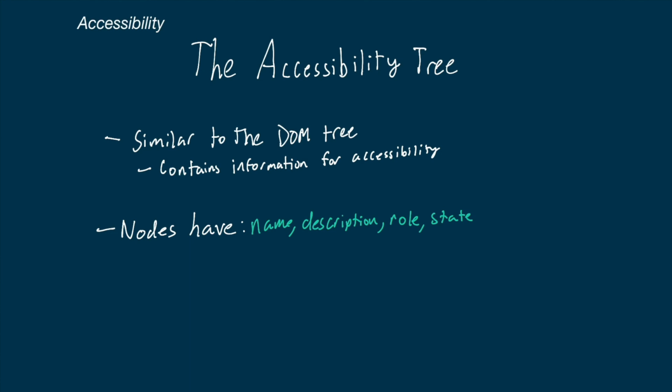Each node in these trees has 4 main components to it. First, a name, which is oftentimes synonymous with the text content of that node, but not always. The description can provide some more information on top of that name. It's a little bit more detailed for times when we need a little bit more context about the element. Next, the role explains what exactly the node is doing. For example, a checkbox would have the checkbox role. And then we have state, and the state provides any current state about that node. So in the case of a checkbox, it could have a checked state or an unchecked state. And lots of different roles have different options for their state.